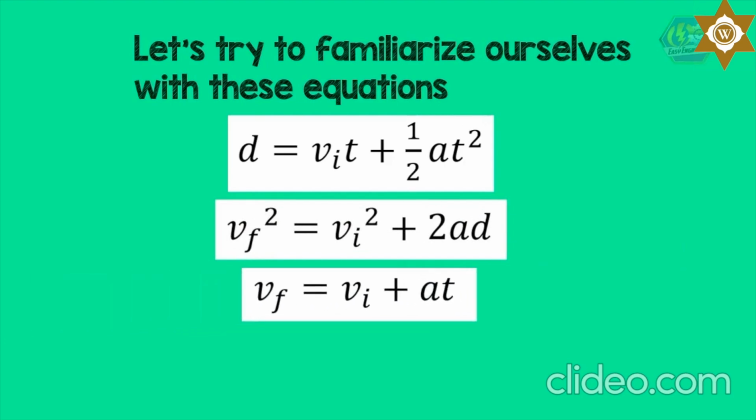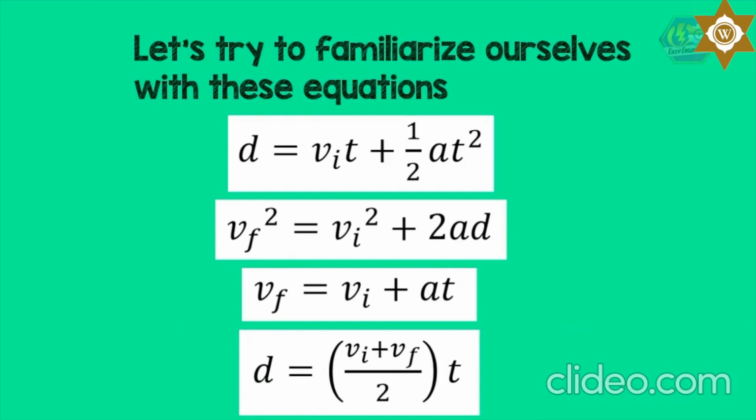In the third equation, the final velocity is equal to the initial velocity plus the acceleration times the time. In the fourth equation, the distance is equal to the average velocity, which is the initial velocity plus the final velocity divided by 2, multiplied by time. So, let us try these equations by solving problems.